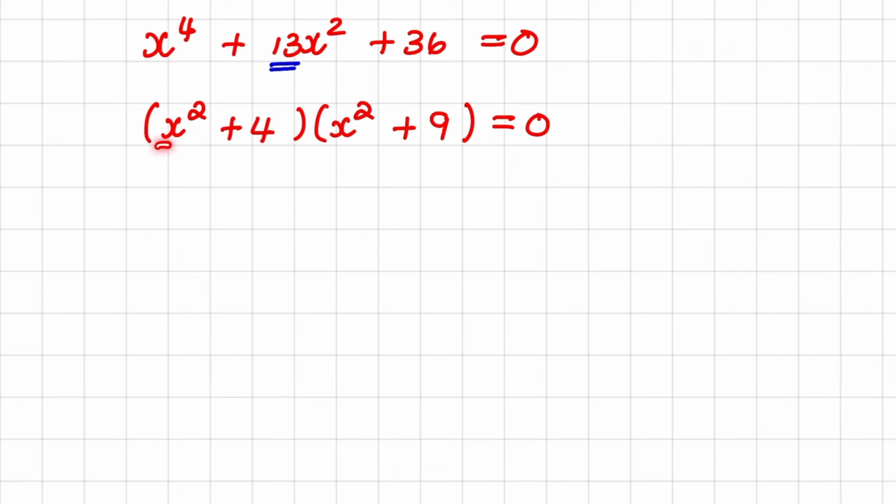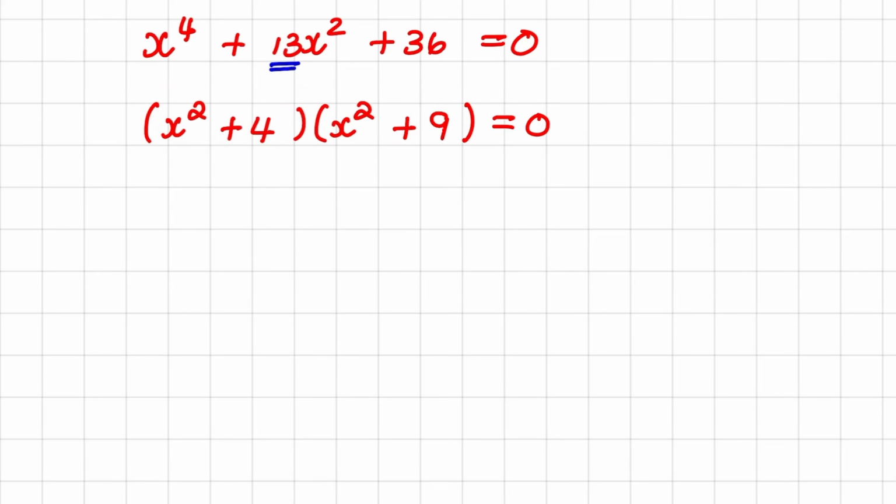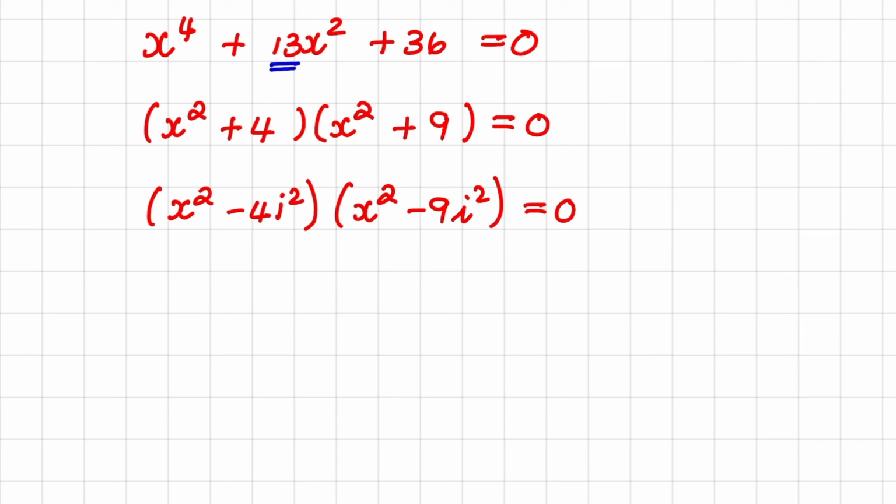So now we can see that both sets of brackets are a sum of squares. And in a previous video, I showed you how to rewrite a sum of squares to become a difference of two squares. So following those instructions, I have x squared minus 4i squared times x squared minus 9i squared equal to 0. Now I have a difference of two squares, and I can continue to factor these brackets individually.